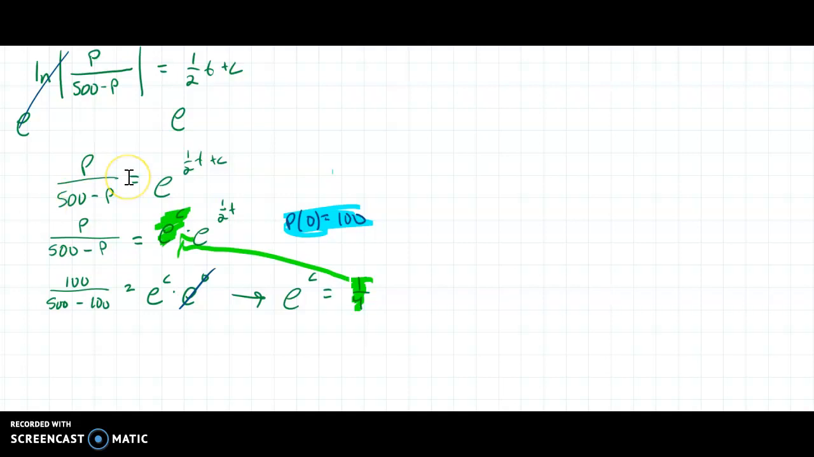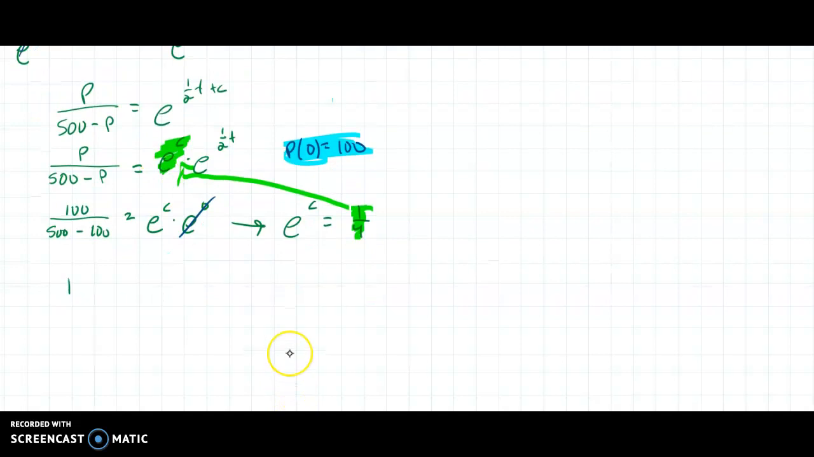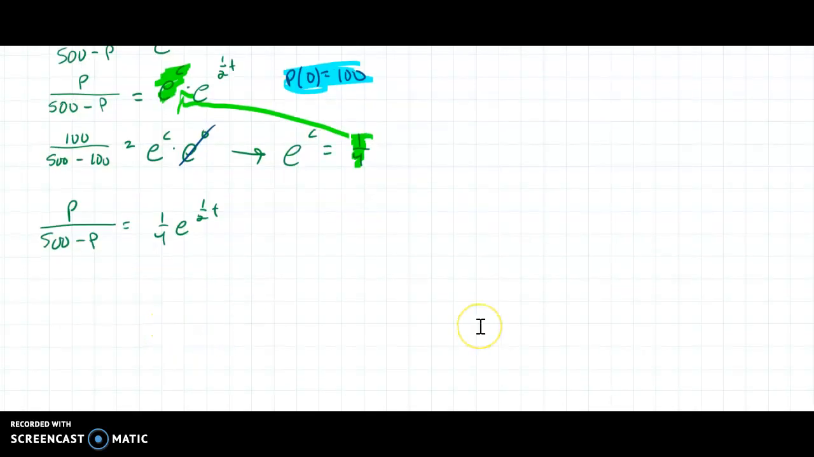And I will write that down here. I get P over 500 minus P is equal to 1/4 times e to the 1/2 t. So this next step is another spot where you want to make a move that makes it easier. This 1/4, it can get really messy to deal with. So what I can do is multiply everything by 4.